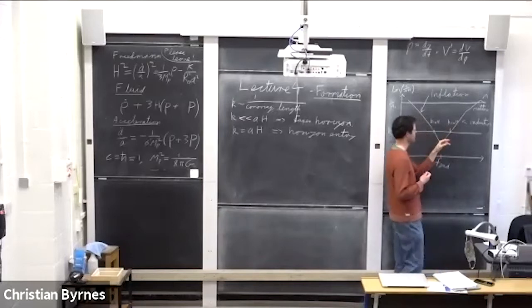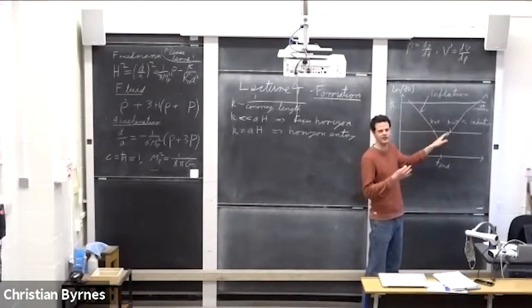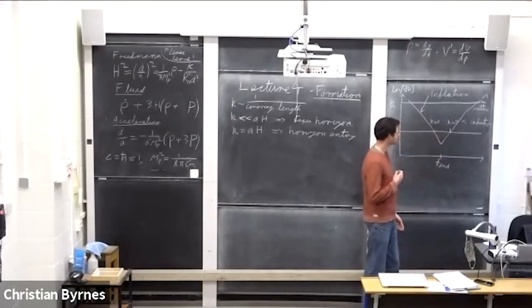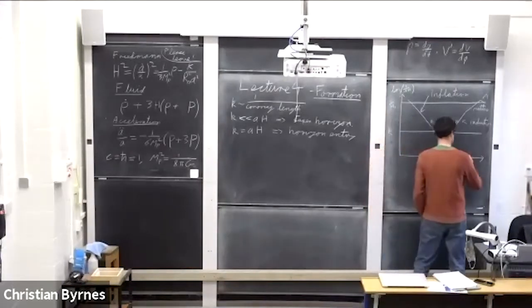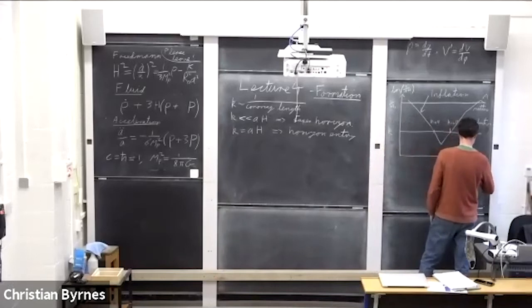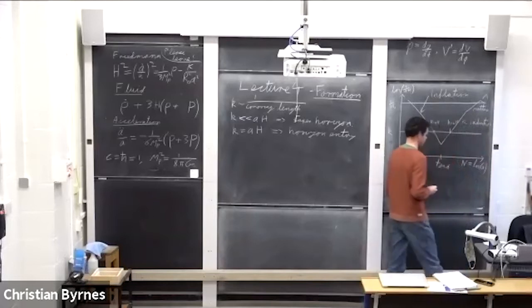And so this is very important, and I've drawn it piecewise. Of course, that's not quite realistic, but it's good enough for our purposes. I should have said, the x-axis is N, the e-folding number, which is the logarithm of the scale factor.